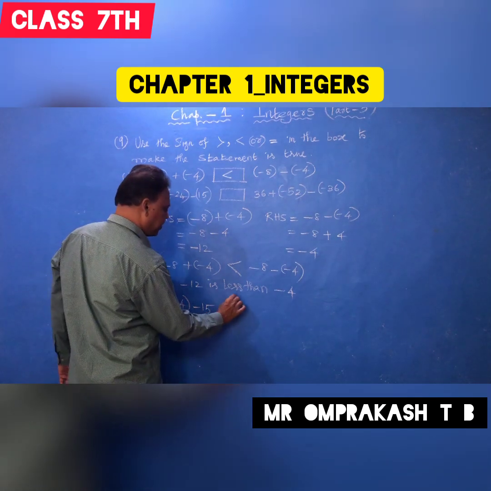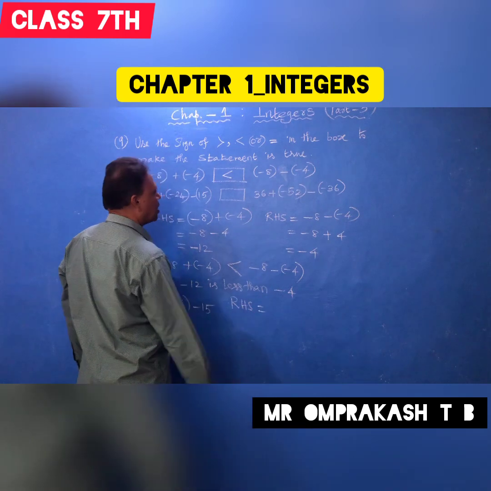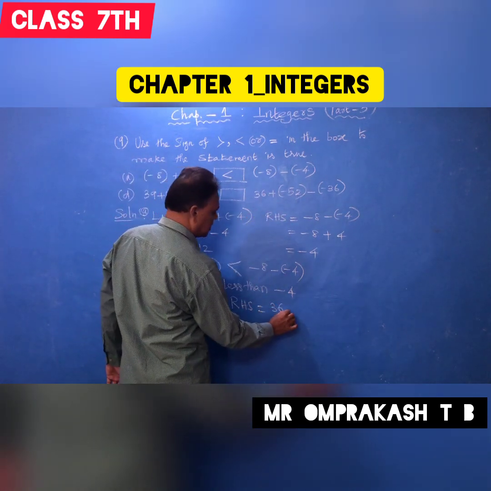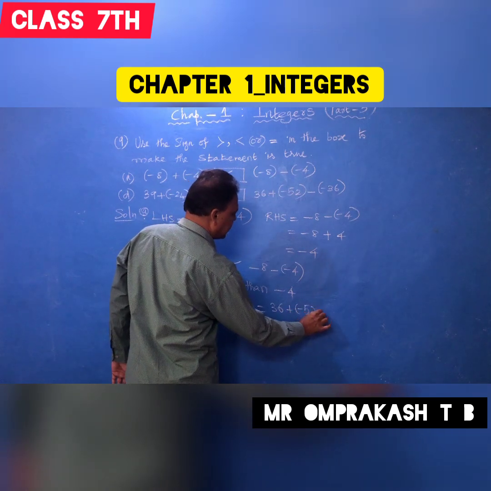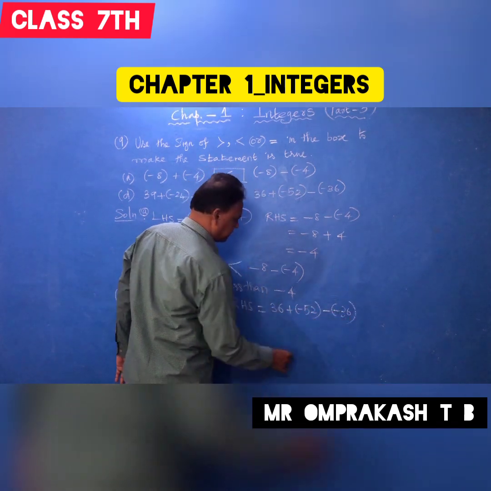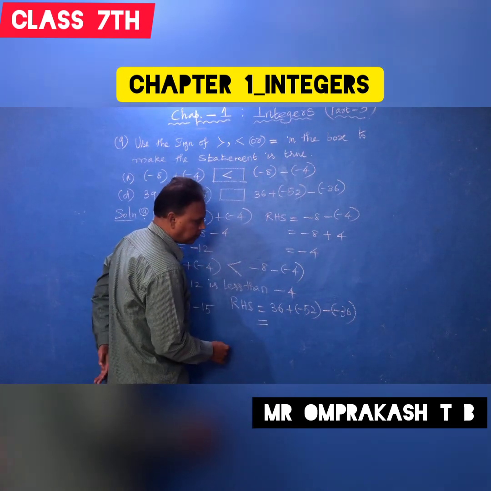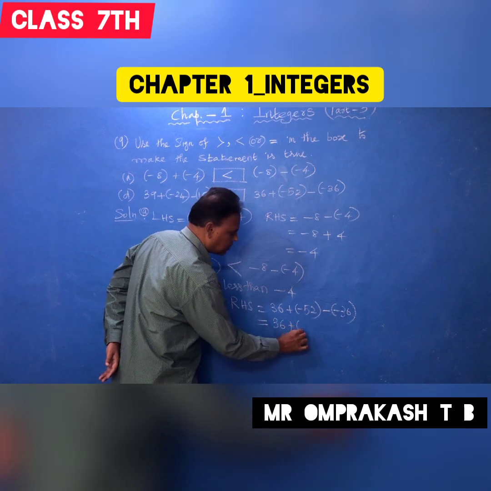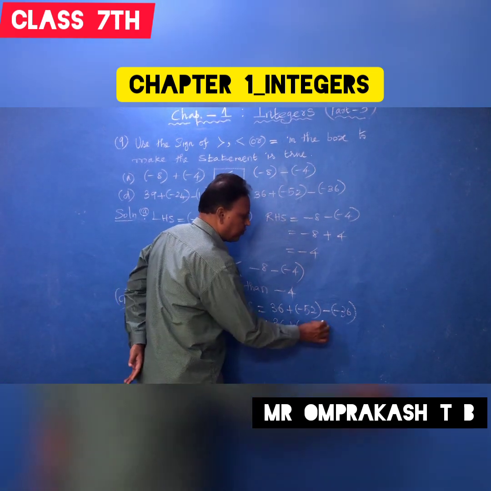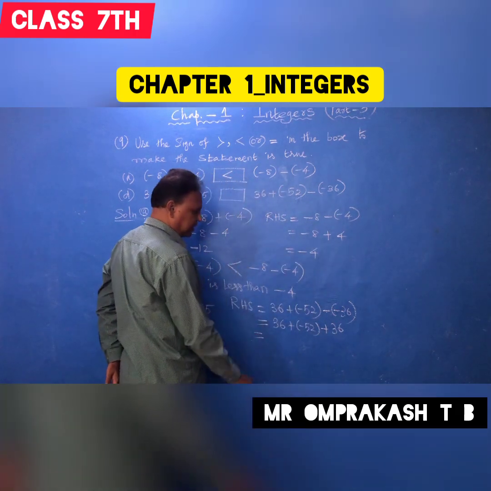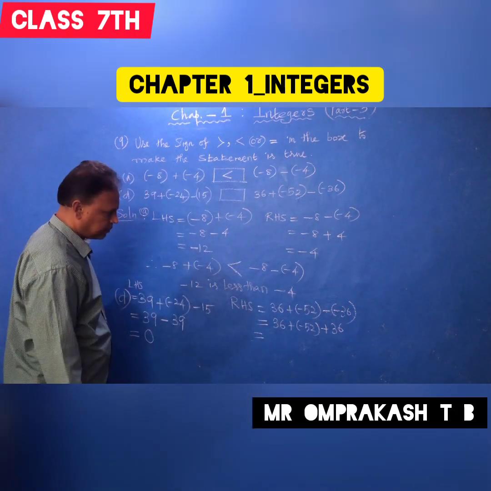Now the right hand side, same way you do. RHS equal to, what is there in the RHS? 36 plus of minus 52 minus of minus 36. Minus of minus becomes plus 36.